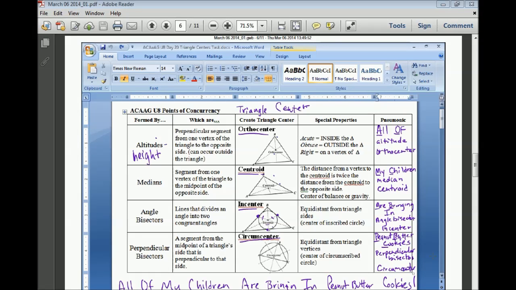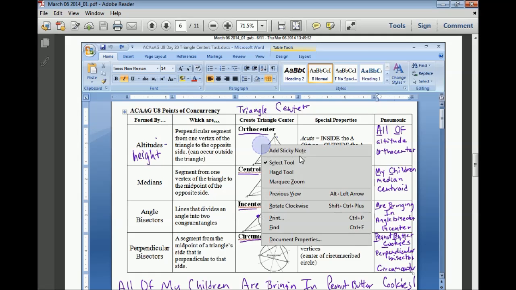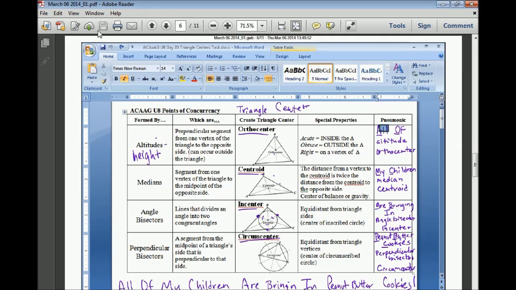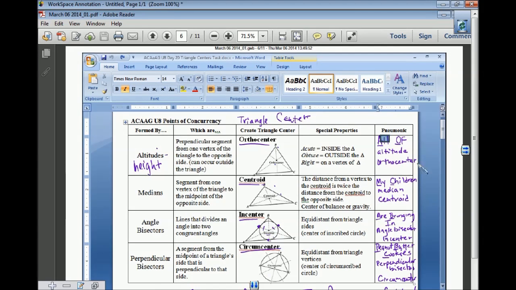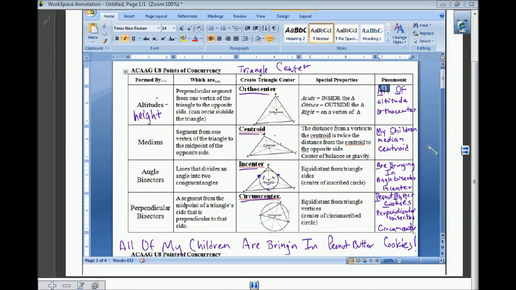I'm going to do a quick lesson on points of concurrency, also known as our triangle centers. These were the notes that the students in Accelerated Coordinate Algebra had last year in their classes. So this is kind of a summary of all 4 triangle centers.